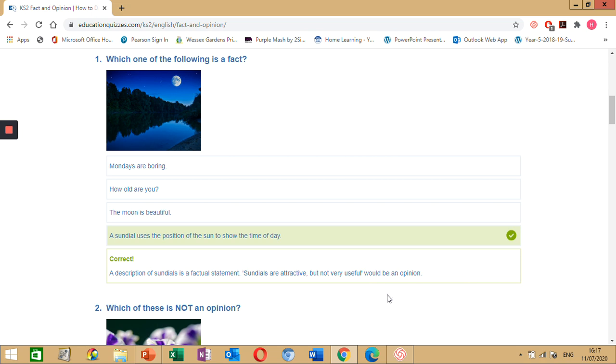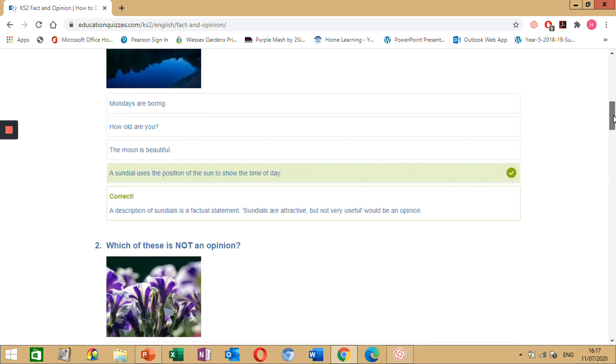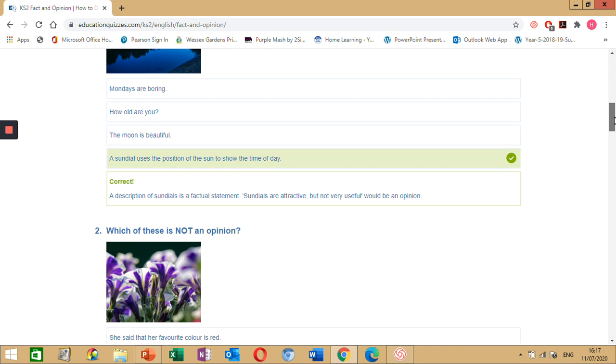So for example, if we said sundials are attractive but not very useful, this would be an opinion. So Mondays are boring, opinion. The moon is beautiful, opinion. And how old are you is a question. Well done if you got that correct. So you can either tick your work or correct it with a purple pen.